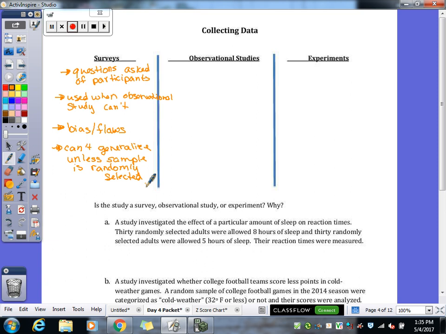And also, you cannot determine a cause and effect from a survey.